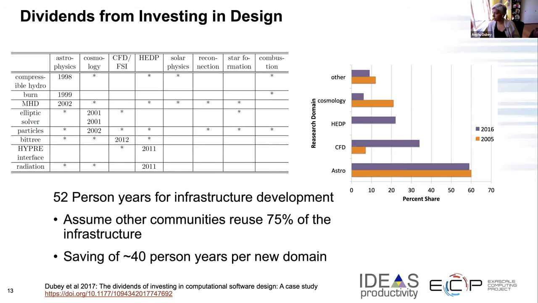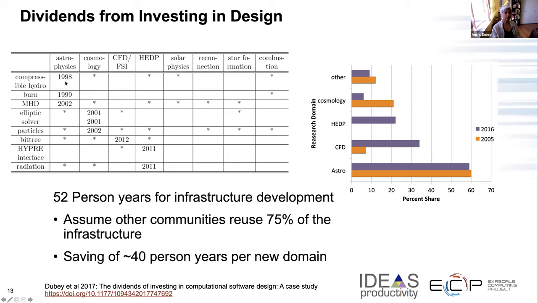This kind of investment was extremely useful. About 2015, 2016 timeframe, we did a systematic study based upon the data that was available of the user base and the people that had been at the center. So we analyzed the data to actually quantify the impact that the investment in design had made. In the table that you see here, the year is the year in which that particular capability was introduced into the code by the community that is listed in the rows.